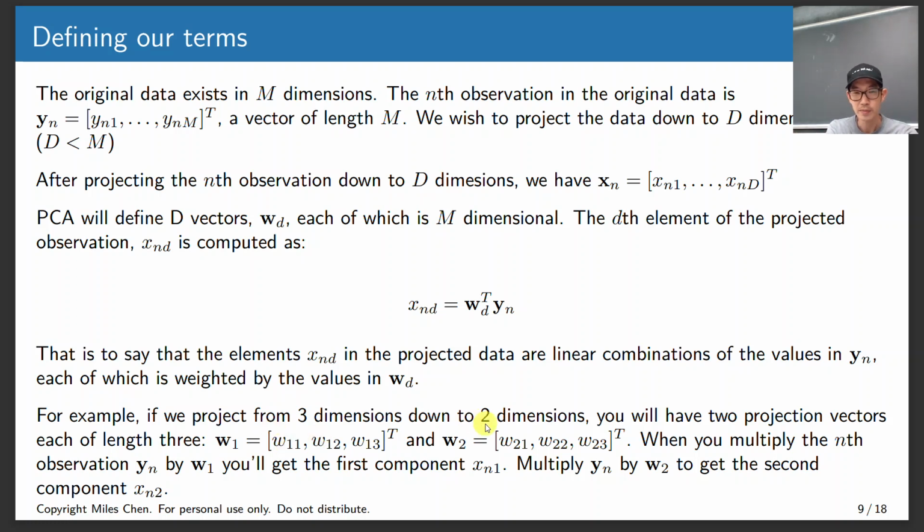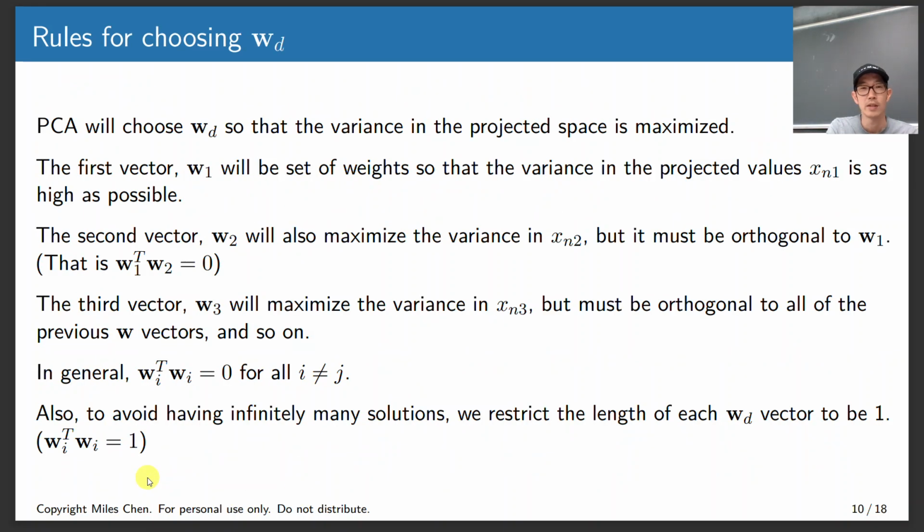So basically you take your y, multiply it by w1, and you'll get your component for x1. You'll take that same observation y multiplied by w2, and you'll get your component for x2. And so the goal is, okay, how do we figure out that recipe in W? How do we figure out how much of each of these variables in y I want, and how do I combine them? How do I figure out this recipe?